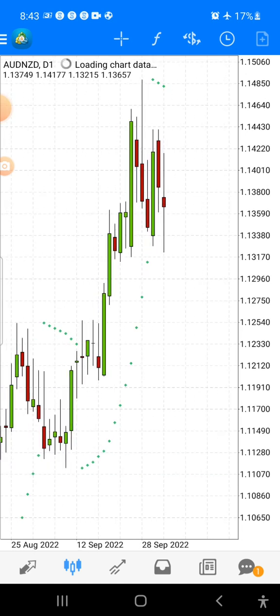It's done, right? So Parabolic SAR means parabolic stop and reverse, and it was developed by a well-known trader, Wilder. We have talked about him in my previous videos. He's a powerful, very good analyst. This Parabolic SAR is an indicator that signifies where to exit a trade.